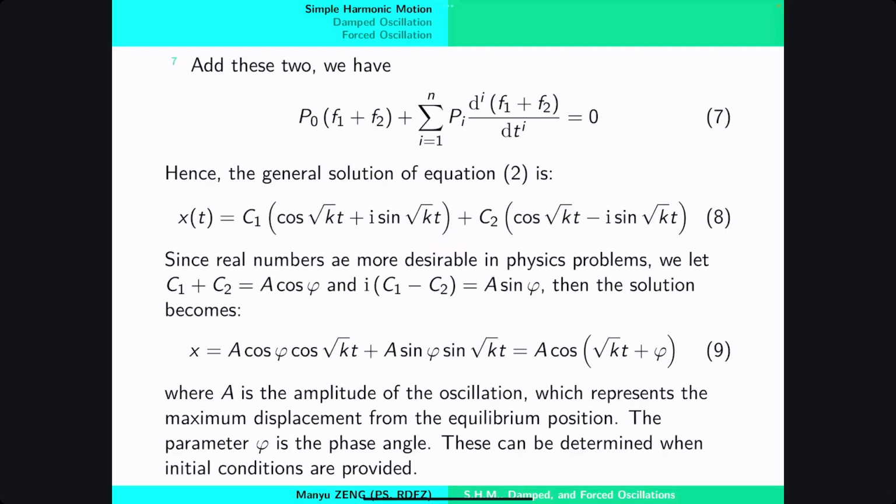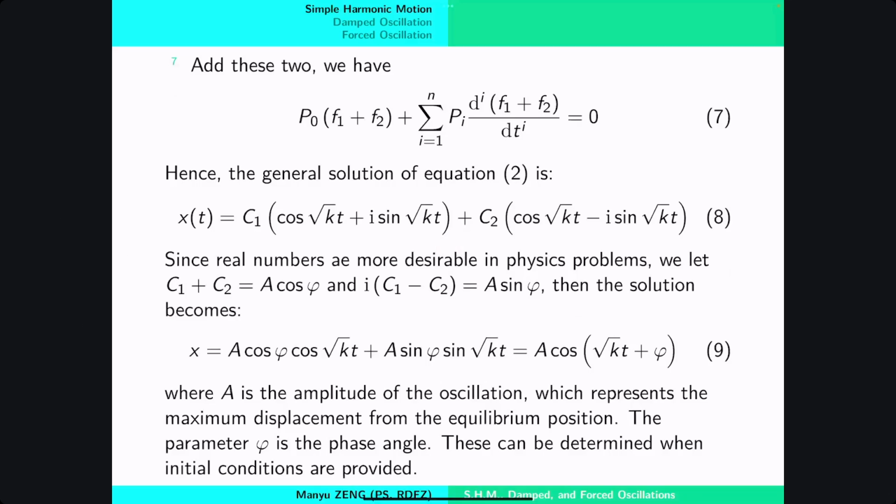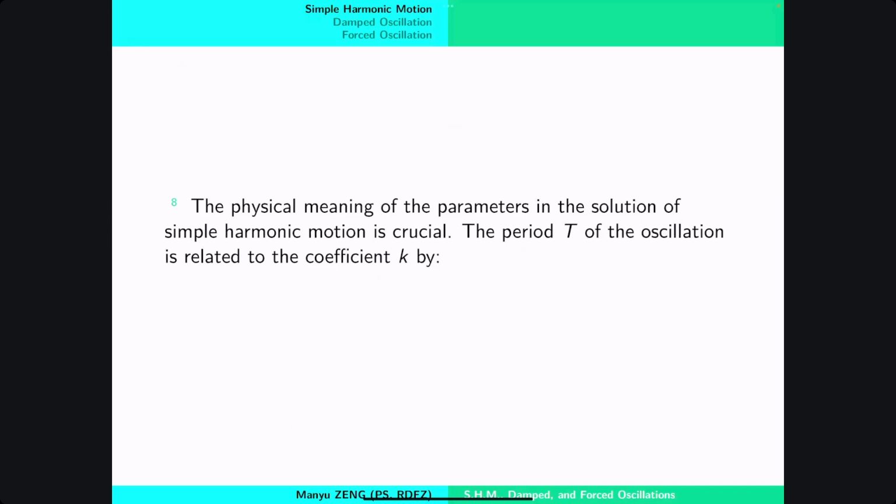So you can see the solution is A times cosine of something. And this cosine of something, the thing inside the bracket, is varying linearly with time. So the cosine of this thing is oscillating with time. So when time goes by, this displacement x oscillates, with the amplitude A, right? So that is the physical meaning of the parameters.